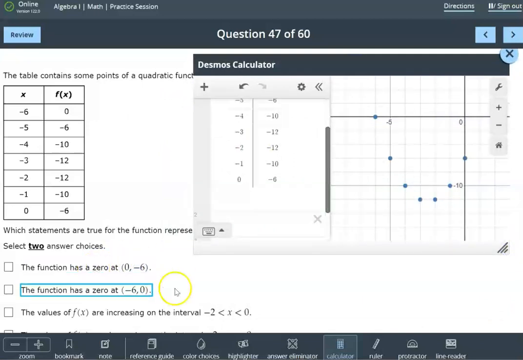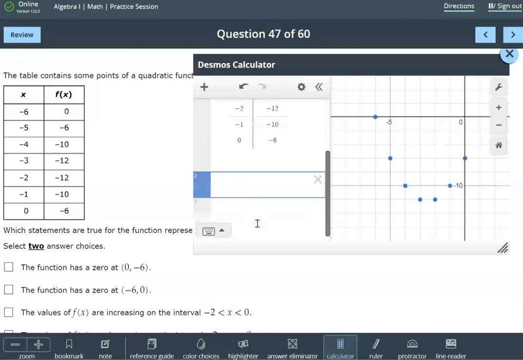Okay, so the first statement it says is the function has a 0 at (0, -6). Now, what we have to remember is there is a parabola here that continues on, so it would connect all of these points. One option is to create an equation for a quadratic function and put it on there, but for most students, that is not something they're going to do or even think to do. So I'm not going to use that strategy.